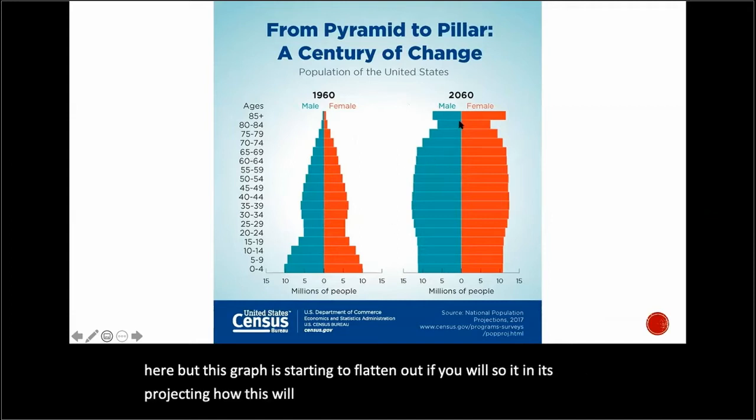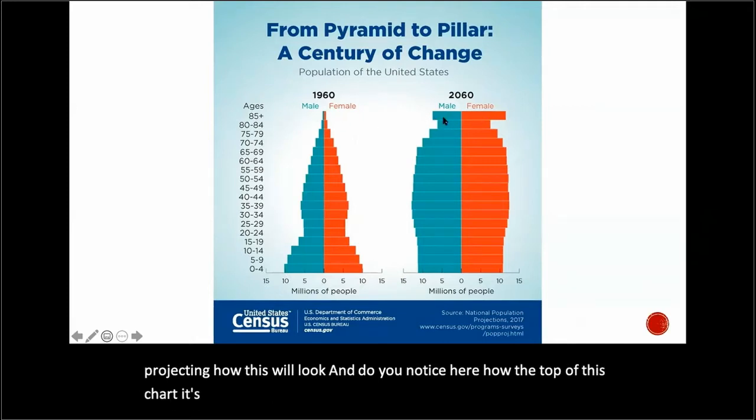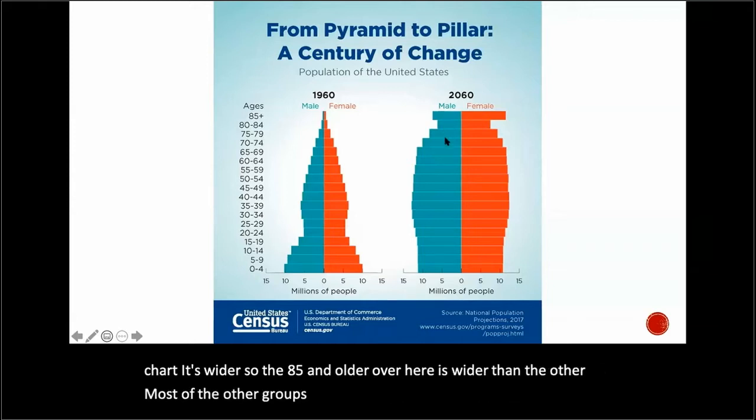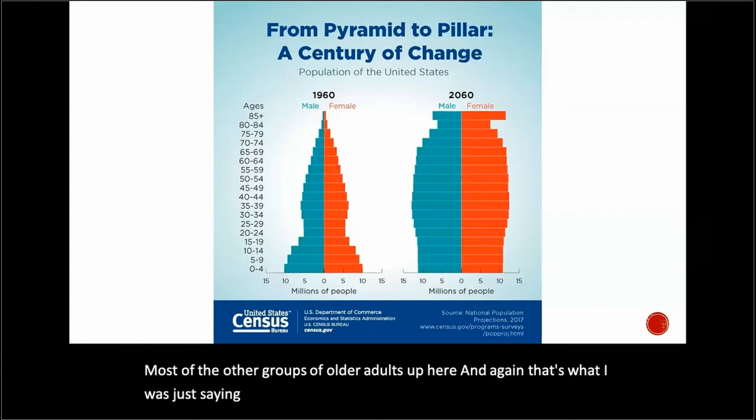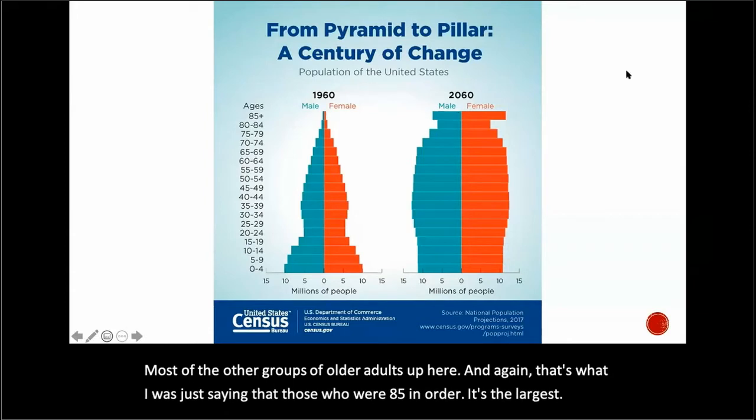And do you notice here how the top of this chart, it's wider. So the 85 and older over here is wider than most of the other groups of older adults up here. And again, that's what I was just saying, that those who are 85 and older are the largest growing part of the older adult population.